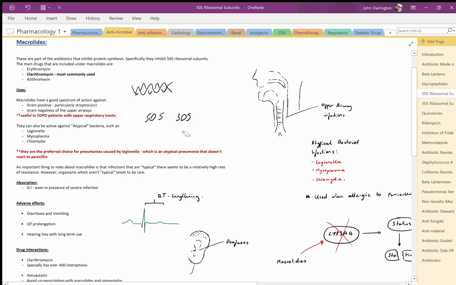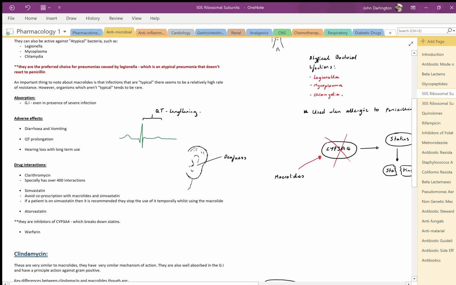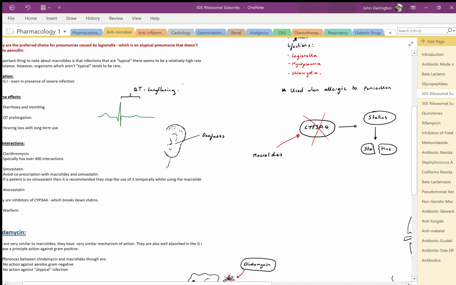Okay, so hopefully that explains a little bit about what they are. And they can only be given orally, so it's very important that you just give them orally. And some of the key things that you need to know with regards to side effects is something called QT lengthening.